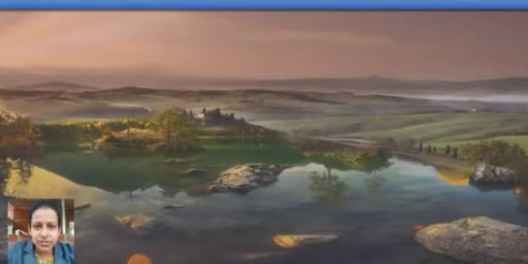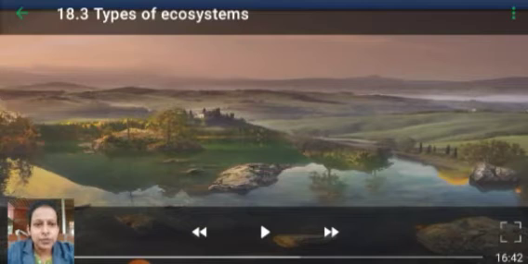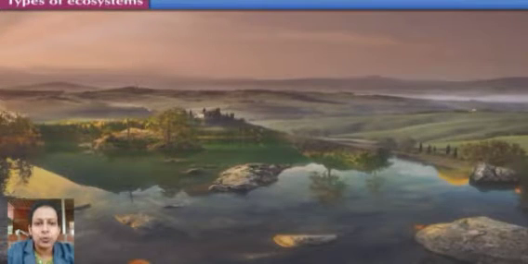Today, let us proceed with the next part of the lesson in ecosystem. We are going to study today types of ecosystem. So let's begin with the types of ecosystem.